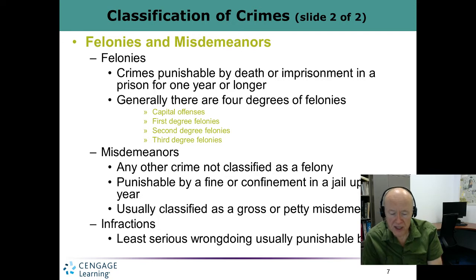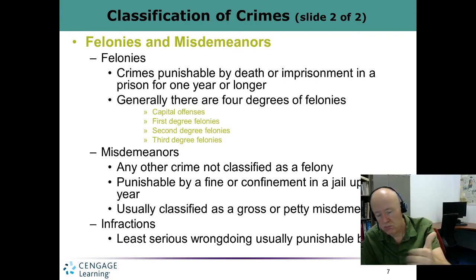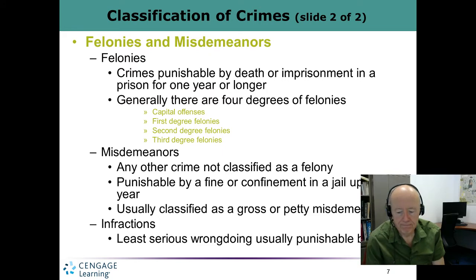We also have infractions, which we don't have to focus too much on. Now, these are separate from felonies and misdemeanors because infractions are very minor things, parking tickets, speeding tickets. They usually call for no incarceration, certainly nothing for more than a year like a felony or up to a year like a misdemeanor. They typically call for a fine.